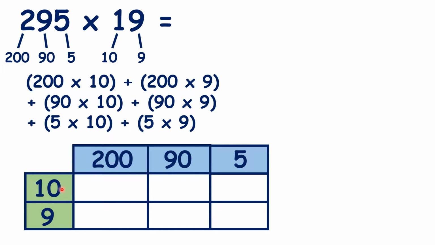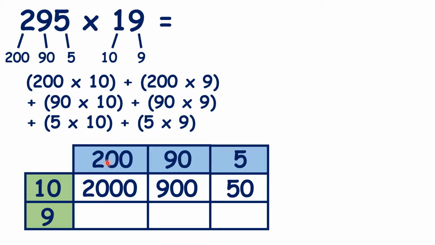Now 200 times 10 is 2000, because 1 times 2 is 2, and then there are a total of 3 end zeros in our question, so we need 3 end zeros in our answer as well. 90 times 10 is 900. 5 times 10 is 50.